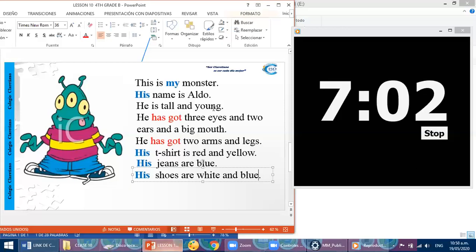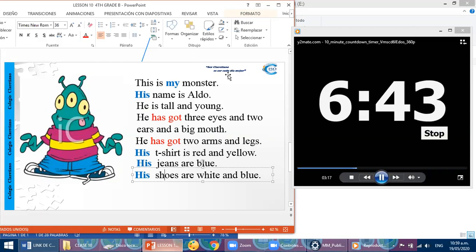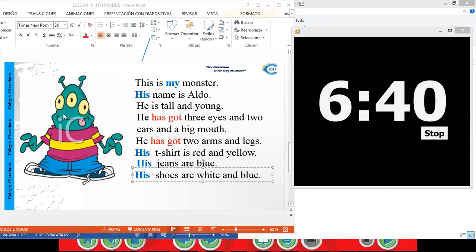Tall, hair, eyes, mouth, has got, this is, okay? His, the possessive, clothes, t-shirt, jeans, shoes, coat, watch, okay? If you can add in your monster a mustache, excellent. A beard, excellent. A straight hair, good. Curly hair in your monster, curly hair, good.